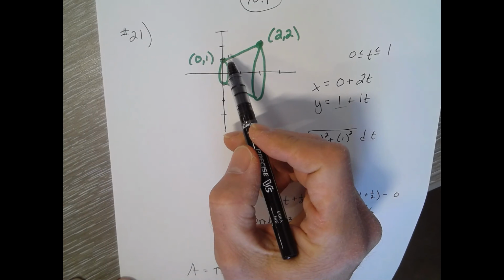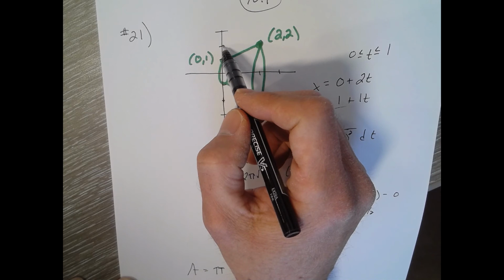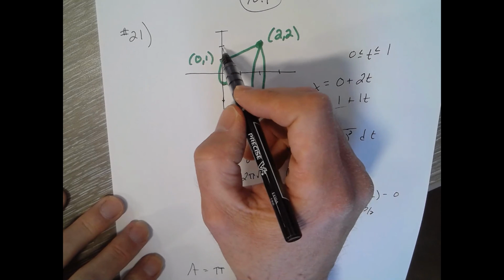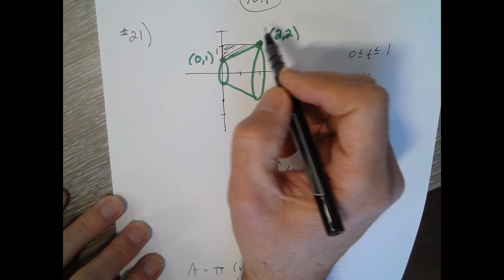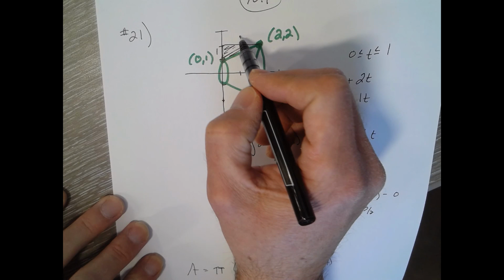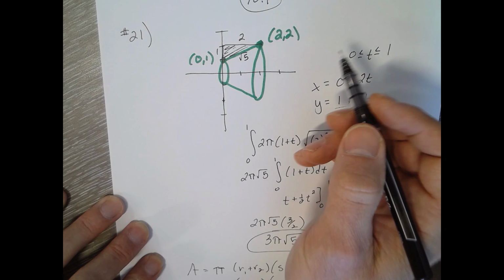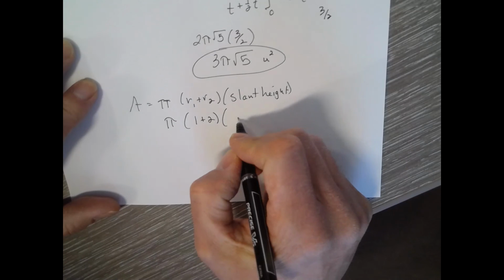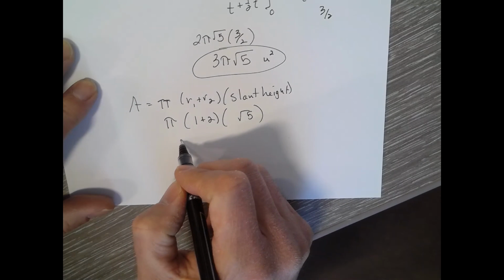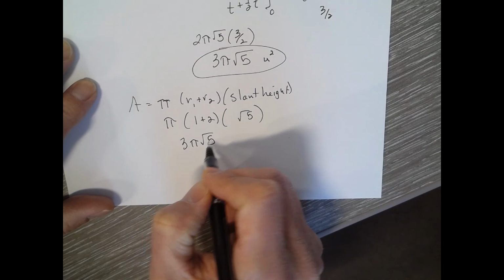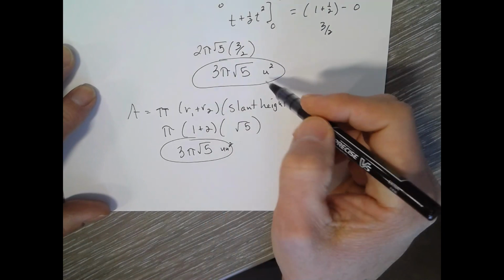Slant height is this distance right here. So let's see, I've got a right triangle. So there's my right triangle. So this is 1 and this is 2. So this would be the square root of 1 squared plus 2 squared, which is the square root of 5. So my slant height is the square root of 5. So pi times 3 times square root of 5 is 3 pi square root of 5. So using our geometry, we end up getting the same answer as using our calculus.